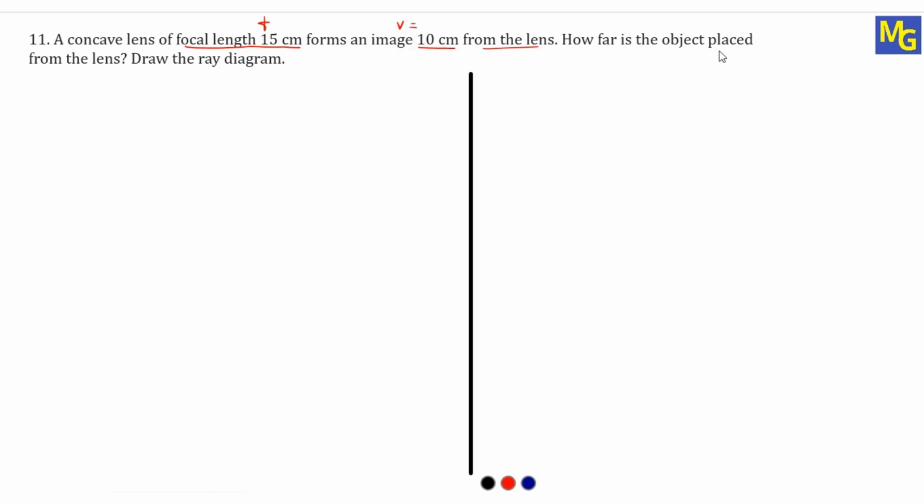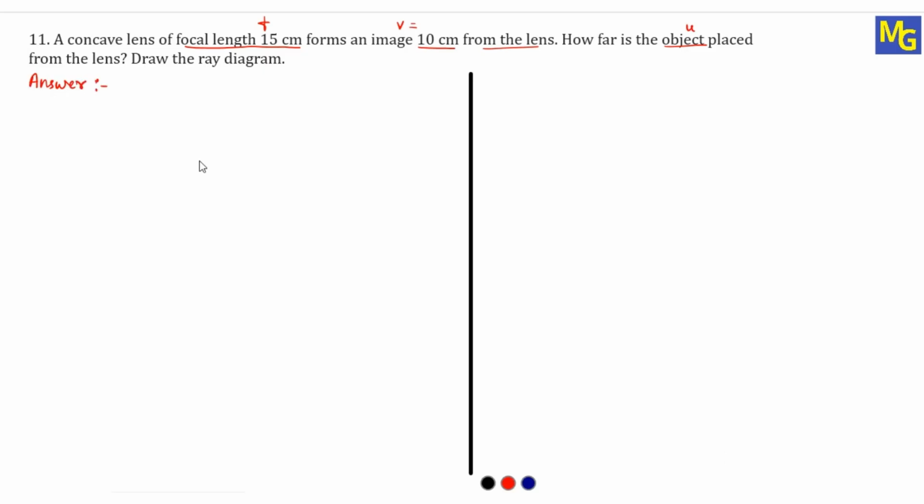How far is the object placed? So we have to find out the object distance, that is small u, from the lens, and draw the ray diagram. So the question is very clear. f is given, v is given, u we have to find out. But remember, as I will always be telling you, we have to write the signs properly. So let's start the question. I'll write here, answer.